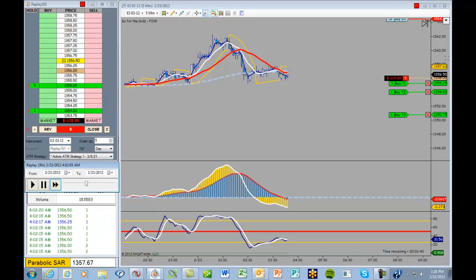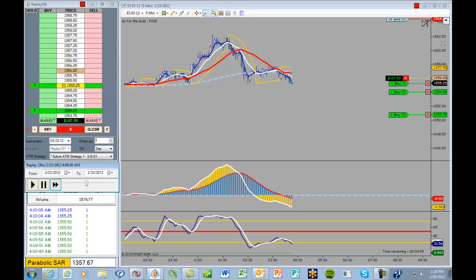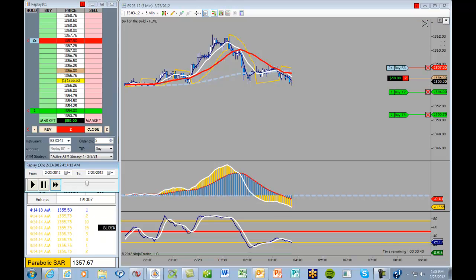and observe what happens. Alright, we hit the first target. Haven't moved the stop. Now we have. And it ends up right on top of the parabolic. And the parabolic's starting to creep out from under it.